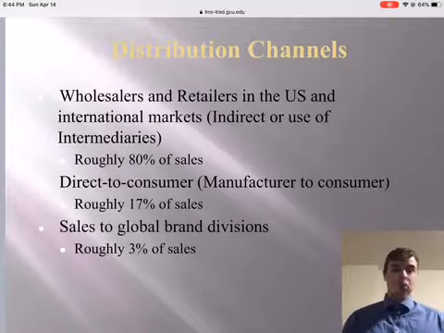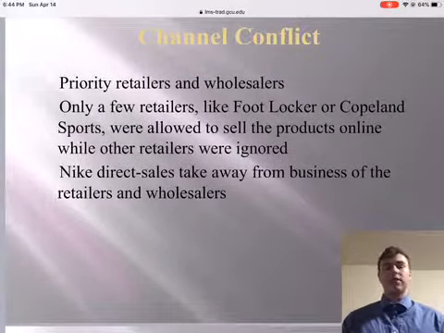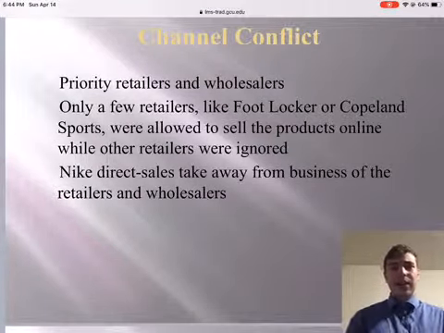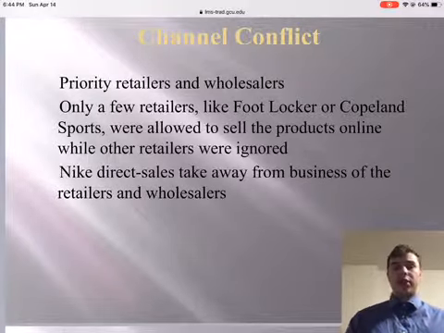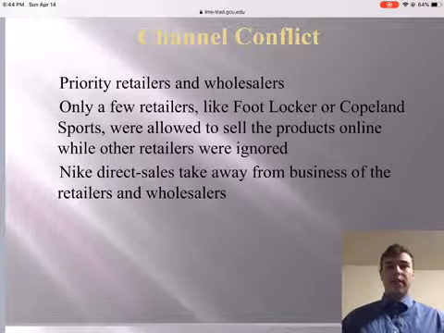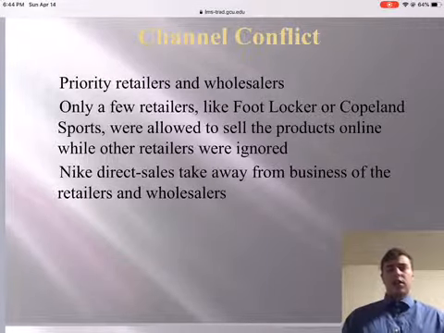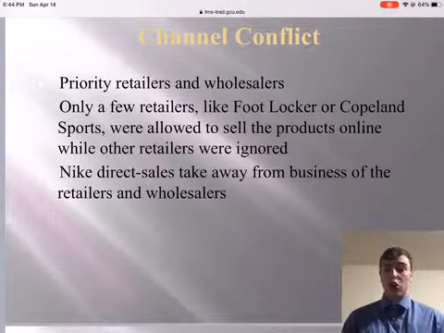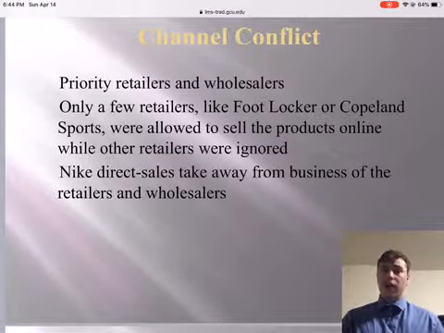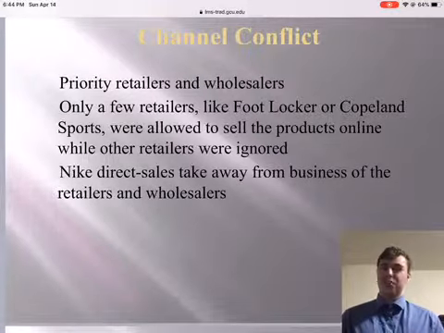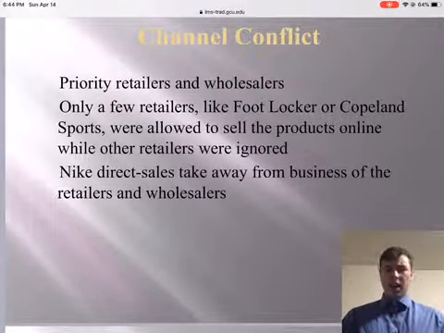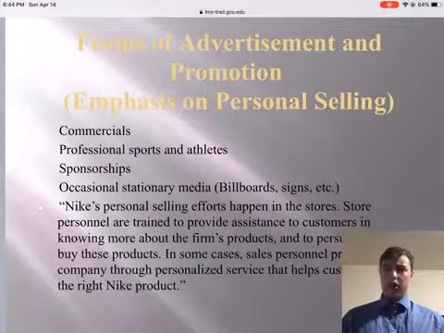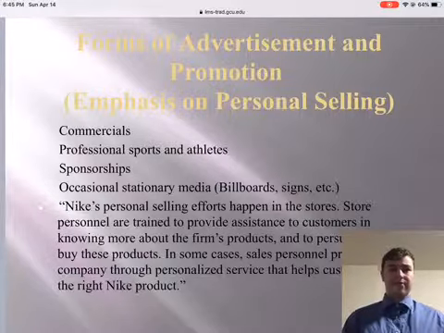The third point is sales to global, which isn't really that big of a focus, so I'm going to kind of skip over that. Channel conflict. Because Nike relies mostly on intermediaries, they're going to be focused heavily on the vertical channel conflict, which is where different policies are in place for different stores. For instance, Foot Locker or Copeland are two of the only wholesalers and retailers that are allowed to sell Nike products online. And other businesses see this as a channel conflict because they have different policies enacted.